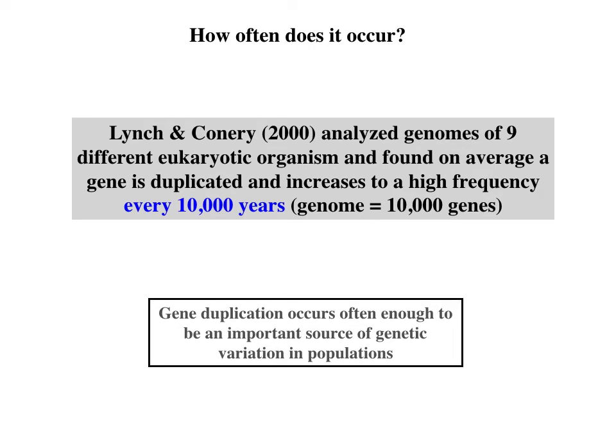So it'd be interesting to know just how often this occurs. In fact, Lynch and Conery in 2000 analyzed genomes from 9 different eukaryotic organisms and found that on average, gene duplication and the subsequent increase to a high frequency happens about every 10,000 years. So, is that a lot? Is it not a lot? We could say that gene duplication occurs often enough to at least be an important source of genetic variation in populations.